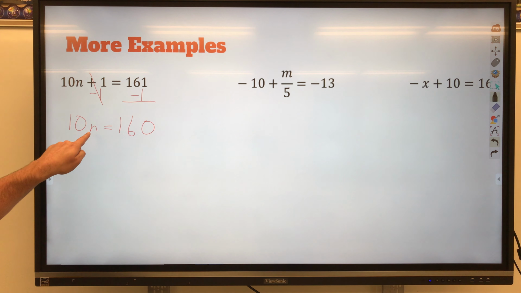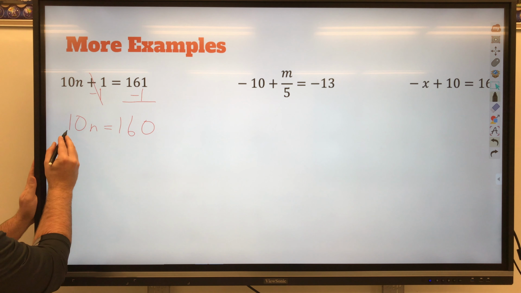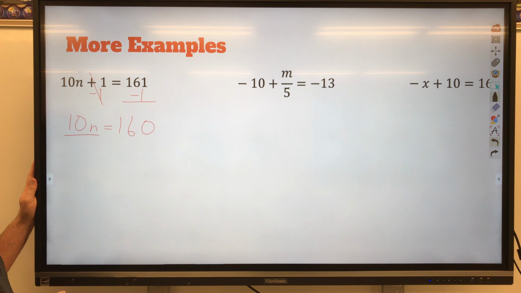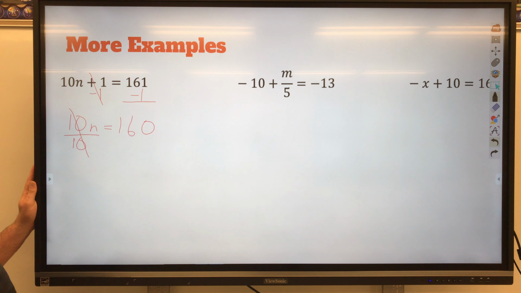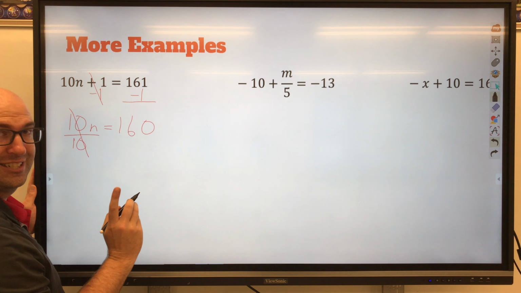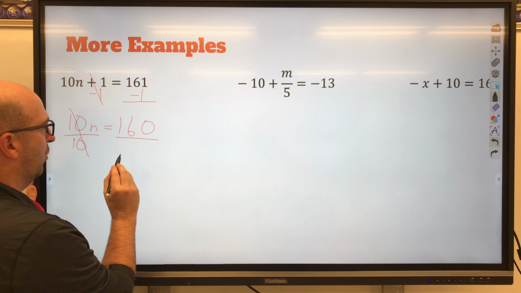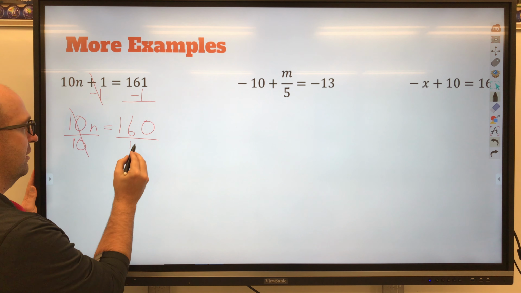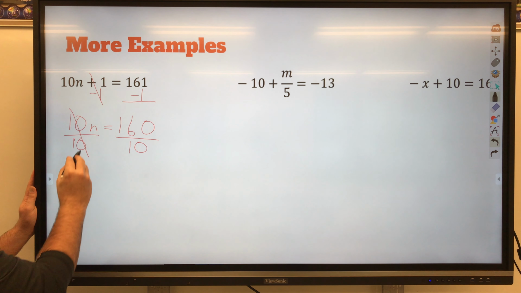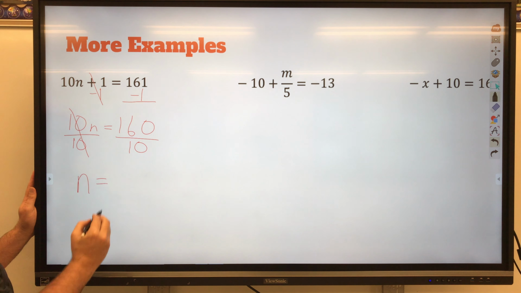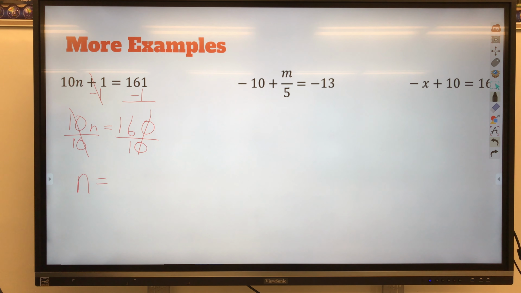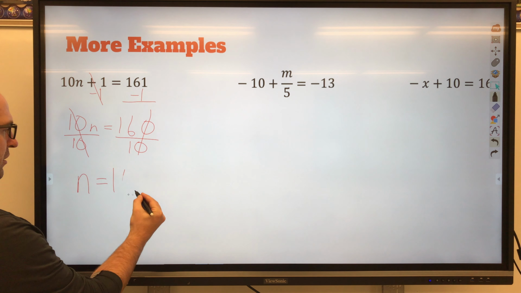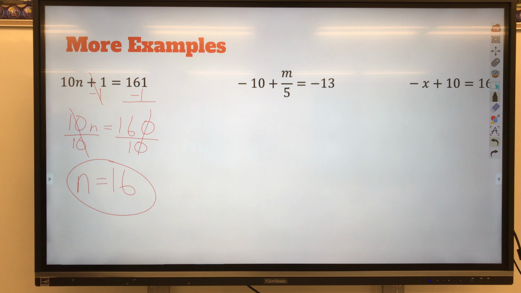Now I've got to solve for n to get it all by itself. To do that, 10 times n, the inverse operation is division. Divide by that coefficient of 10. That eliminates it. Balance the equation. What I do to one side, I must do to the other. So I divide this side by 10 also. And then bring everything down. N equals 160 divided by 10. Well, I can eliminate those zeros. 16 divided by 1 is 16. So n equals 16.